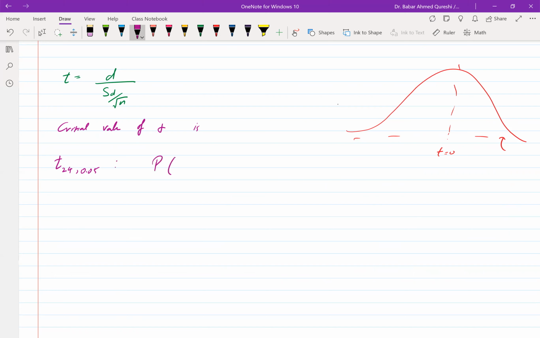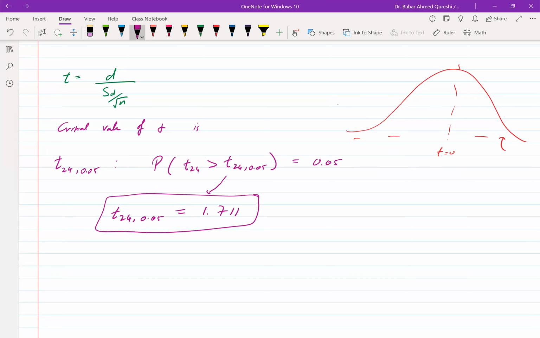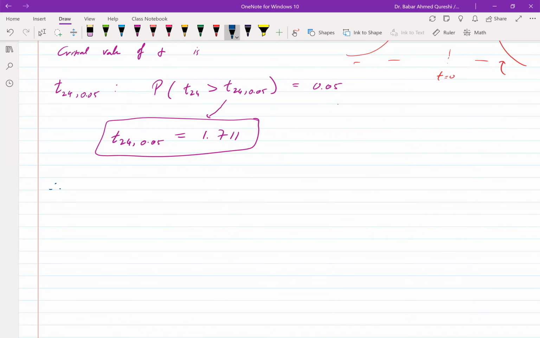So this gives you the value. If you look it up in the table, this is 1.711. That's the critical value. So that means you reject H naught if d over s_d over root n is bigger than this critical value.